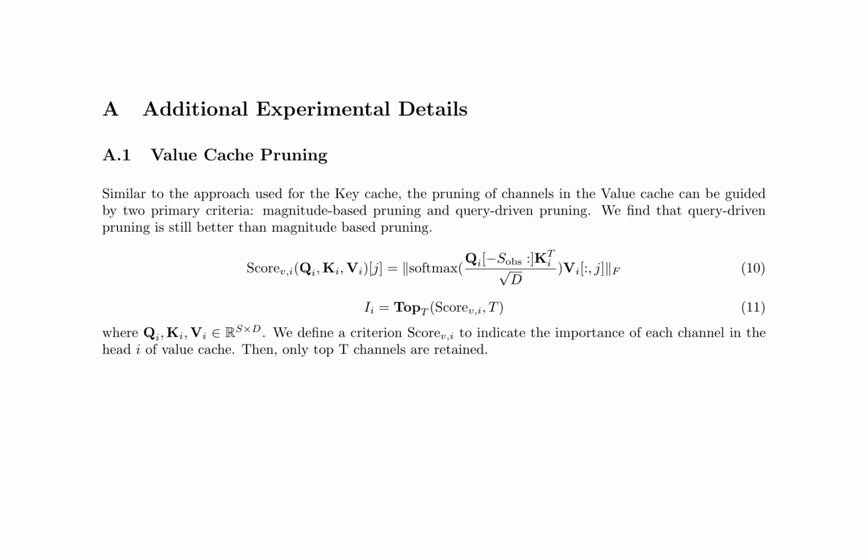In terms of experimental details, the paper discusses two primary criteria for pruning channels in the value cache: magnitude-based pruning and query-driven pruning. The authors find that query-driven pruning is more effective than magnitude-based pruning. They define a criterion score V(i) to indicate the importance of each channel in the head i of the value cache, retaining only the top T channels.